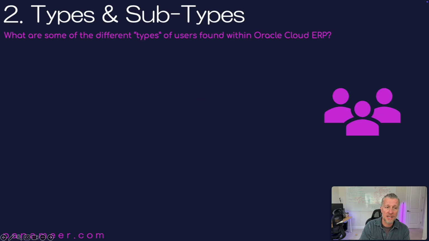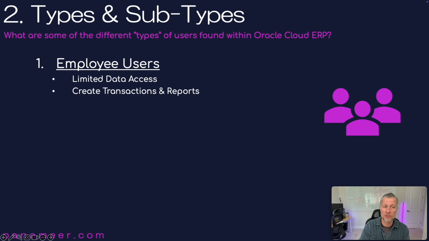Slide 2, types and subtypes. So what are some of the different types of users found within Oracle Cloud ERP? Well, first, there's the most common, I think, known as the employee users. So those are the people in operations that use the software to create transactions. They have limited data access. So they have to be granted access to things like business units. And they largely will create transactions and run reports.